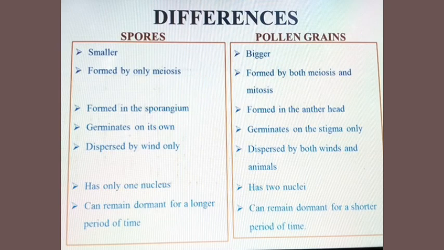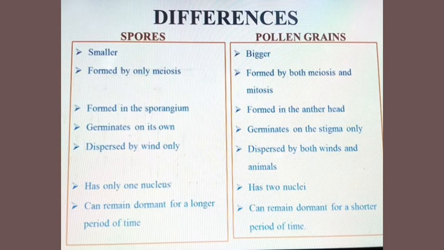Number two, spores are only formed by one process, which is meiosis. However, pollen grains can be formed by both meiosis and mitosis. Spores are formed in the sporangium, but pollen grains are formed in the anther heads. Spores germinate on their own. However, pollen grains can only germinate on an appropriate stigma, on a compatible stigma. So that also shows a big difference.